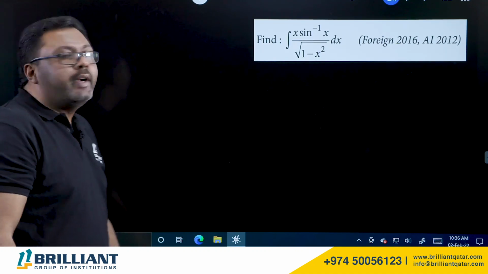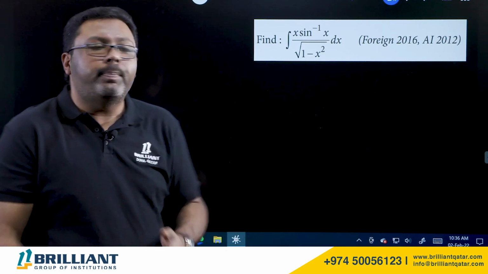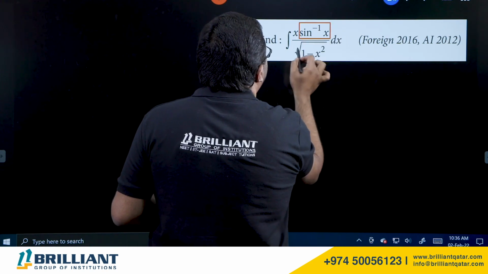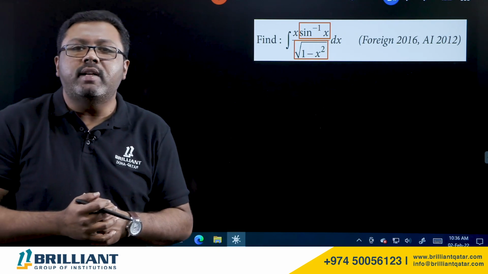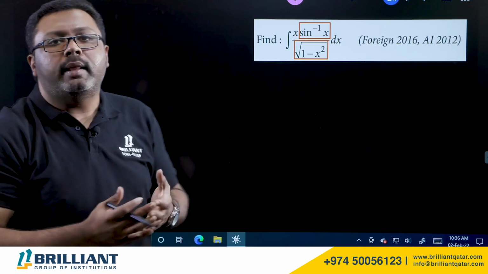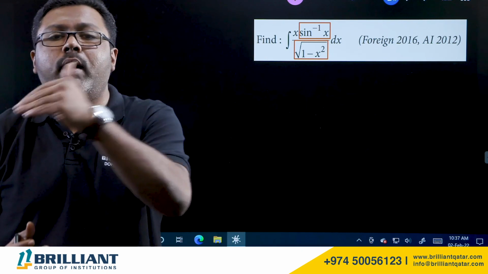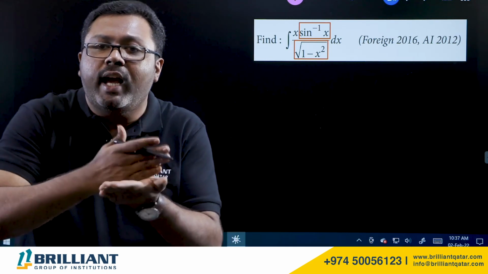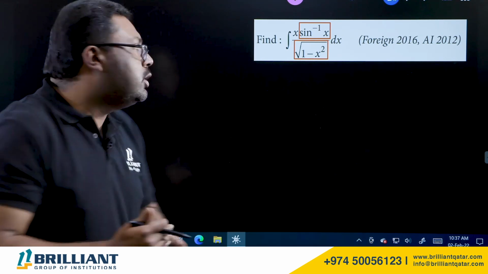Okay, this is also a very good question. It doesn't look like the product, but my eyes are very clearly upon sine inverse x and root of 1 minus x squared in the denominator. So I know that it's a method of substitution. Why? Because the derivative of sine inverse x is 1 by root of 1 minus x squared. So a function and its derivative are simultaneously existing inside the question. So I can easily go for the method of substitution.